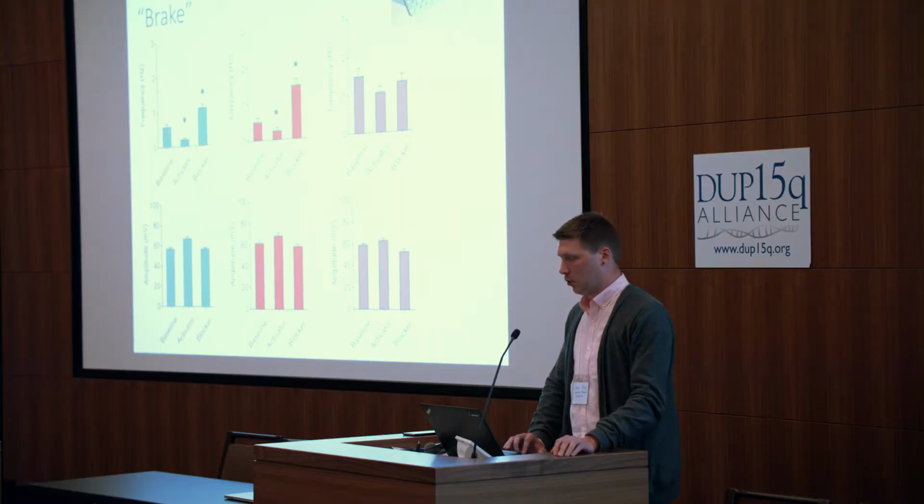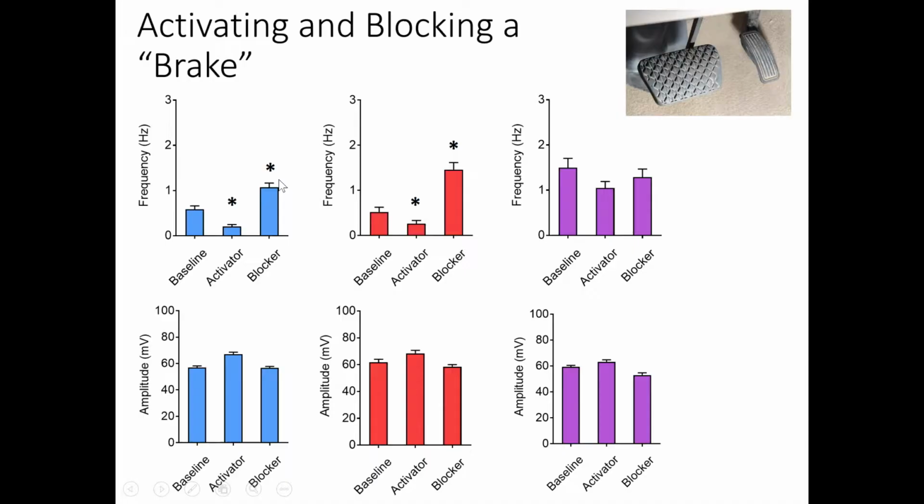Here's the group data. If you combine all the controls and the Angelmans and dupes, you get this nice significant effect with the activator and blockers in the controls. Same effect here on the Angelman. You can see the blocker works even better. And in the dupes, there's no significant change. And the amplitudes are not affected by the drugs.